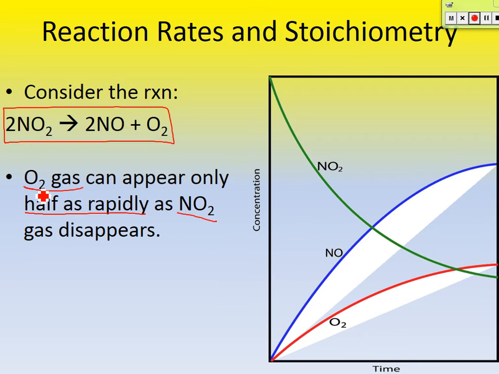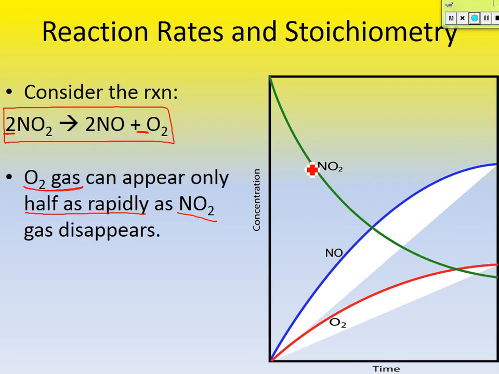Well, how come, guys, the oxygen gas can only appear half as rapidly as the nitrogen dioxide is disappearing? So if you look at the red line, its slope was only half that of the green one. How come? Good. That's correct. You've got to look at the stoichiometry. I'm going to talk about this a lot today. How many moles of nitrogen dioxide are decomposing? 2. How many moles of oxygen are appearing? Only 1. And so that's why this red line, the slope is much more shallow than the slope of this green line. And that's because there's only 1 mole of oxygen forming for every 2 moles of nitrogen dioxide that disappear.